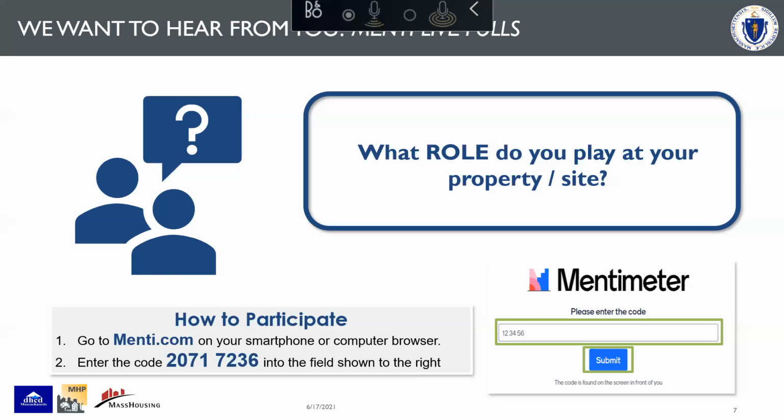So before we get into the program materials, we did want to engage the audience and ask you what role do you play at your property or your site? So before we get started, if you wanted to participate, you can go to menti.com on your smartphone or computer and enter the code 20717236 into the field in your computer. And if you don't mind answering that question, just give us a better understanding of who's in the audience today. And we'll give you a few moments to participate.